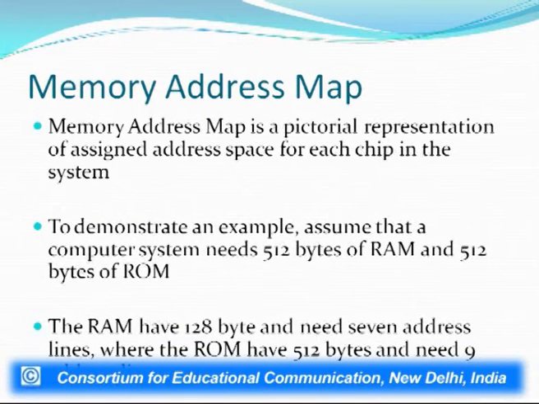Now, the memory address map. The memory address map is a pictorial representation of assigned address space for each chip in the system. To demonstrate an example, assume that a computer system needs 512 bytes of RAM and 512 bytes of ROM. The RAM has 128 bytes and needs 7 address lines, whereas the ROM has 512 bytes and needs 9 address lines.